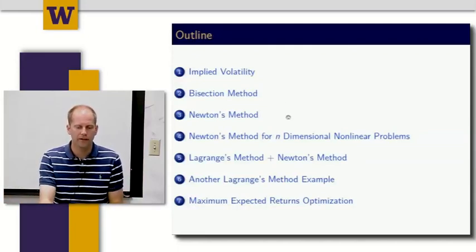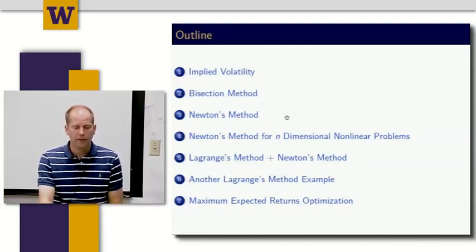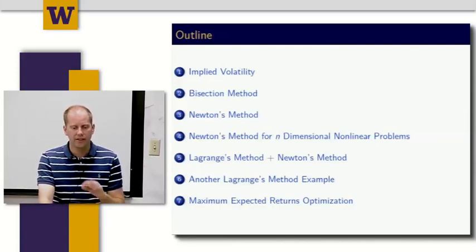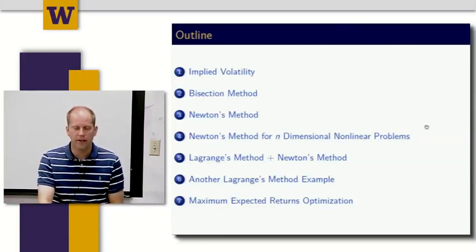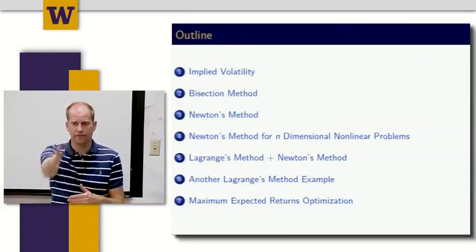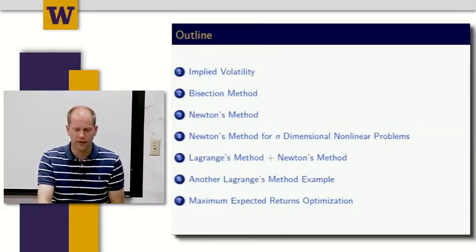Another approach for solving this is called Newton's method. It has a little bit stronger assumptions: I need the function I'm trying to find the value of to be differentiable. And the other nice property that Newton's method has is there's an n-dimensional version of Newton's method. The bisection method is only going to work if there's a single variable. It starts to break down if there's a variable going this way and a variable going this way.